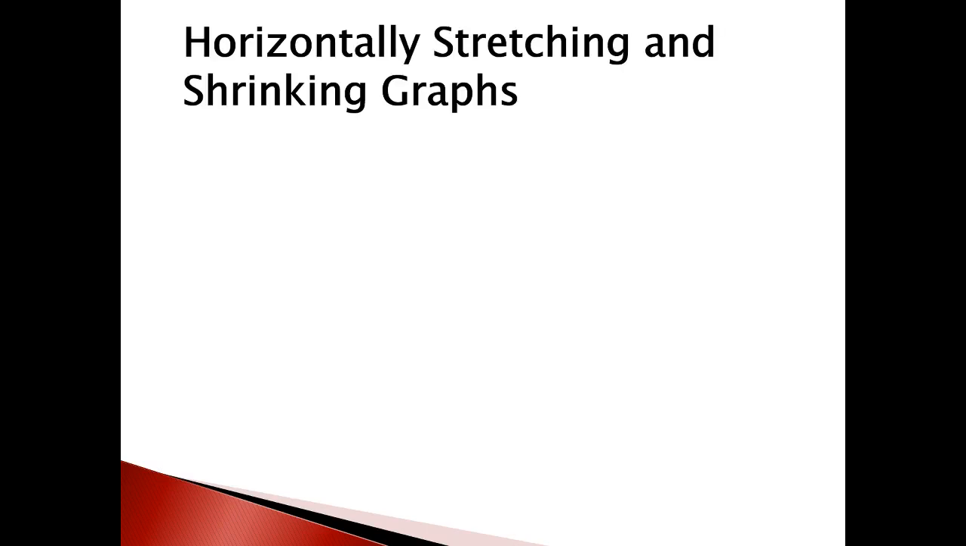Let's move to another transformation method, that is horizontally stretching and shrinking of graphs. When we multiply a function's input by a positive constant, we get a function whose graph is stretched or compressed horizontally in relation to the graph of the original function. When the constant is greater than 1, the graph is shrunk horizontally towards the y-axis. And when the constant is in between 0 and 1, the graph is stretched horizontally away from the y-axis.